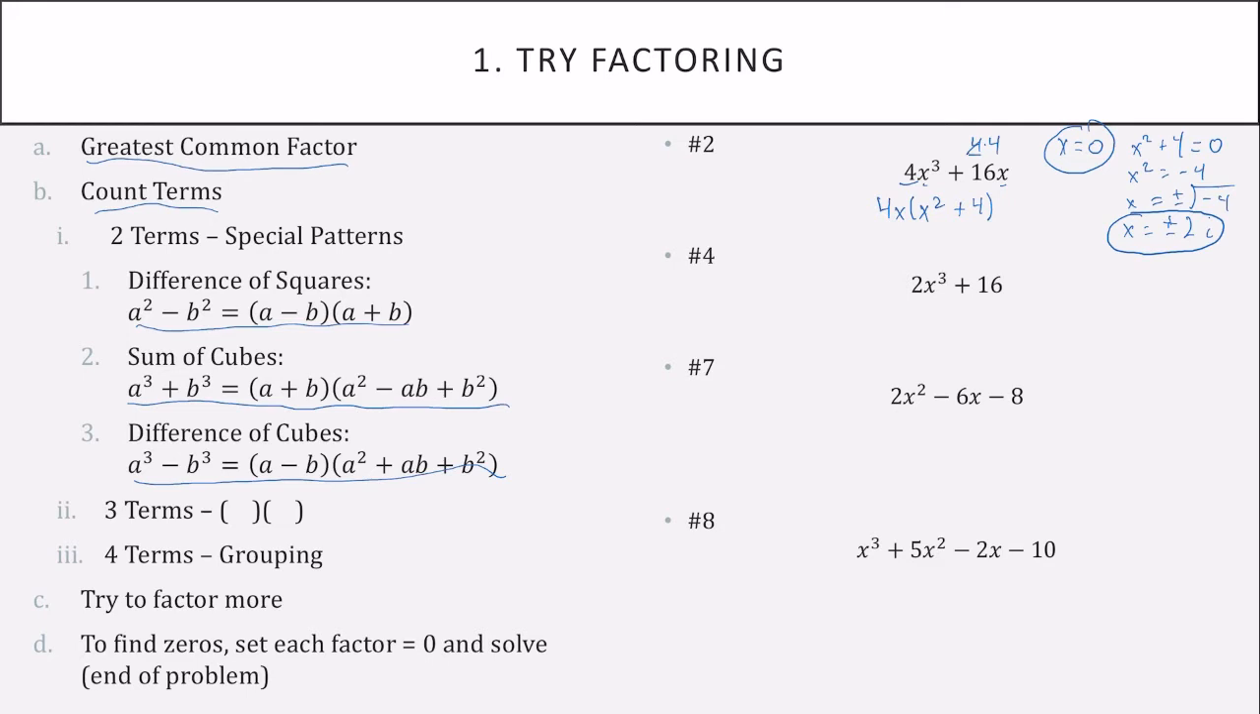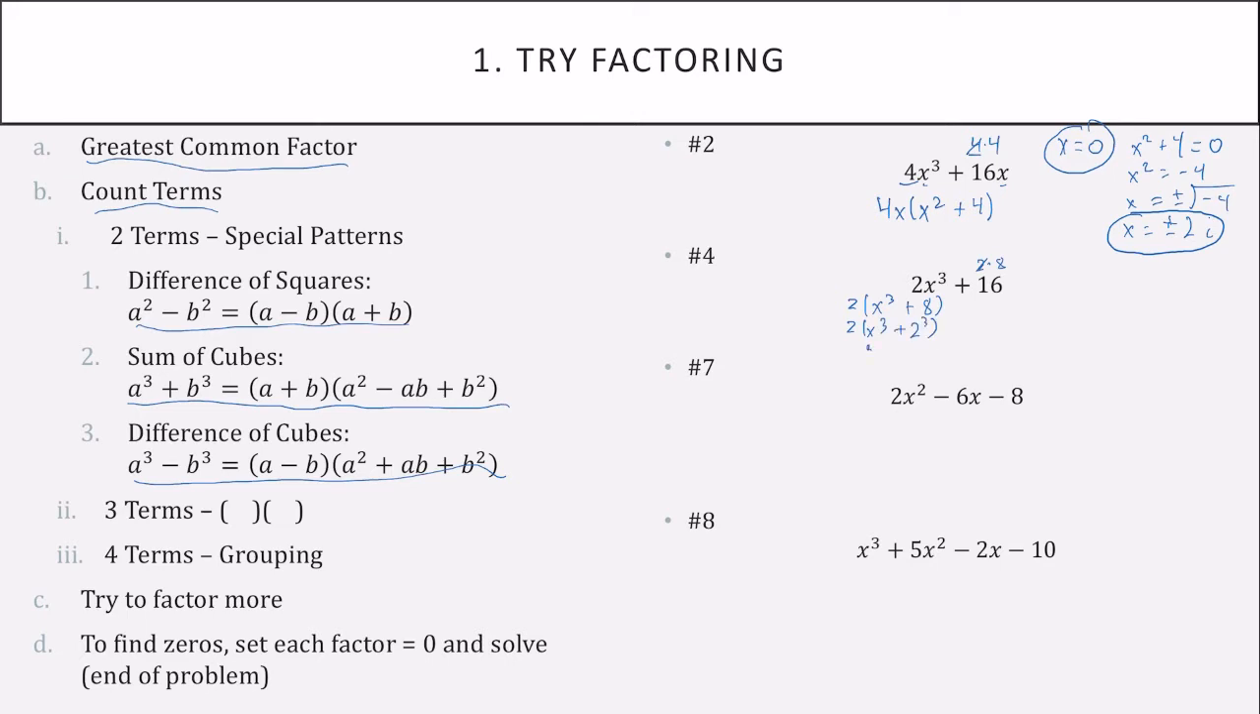Let's try number 4. Again, look for a greatest common factor, which is a 2. The other one doesn't have any x's. 16 is 2 times 8, so you see there was a 2 in both. If I factor out the 2, I'm left with 8. And you say, oh, okay, try to factor more. Well, this is x cubed and it's plus, so it might be the sum of cubes. Well, let's see, is 8 a cube? Sure. 8 is 2 cubed.